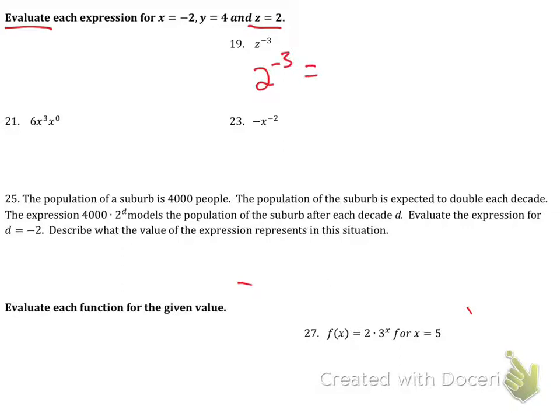So what I'm going to do is, if this is over 1, I'm going to bring this whole thing down. So I'll have nothing remaining on the top. So there's just a 1 there. And then that'll be 2 to the third. So that's 2 times 2, which is 4, times 2, which is 8. So 1 over 8.